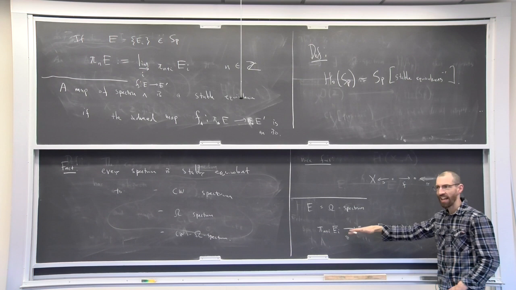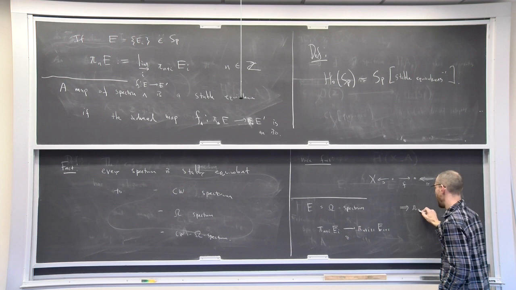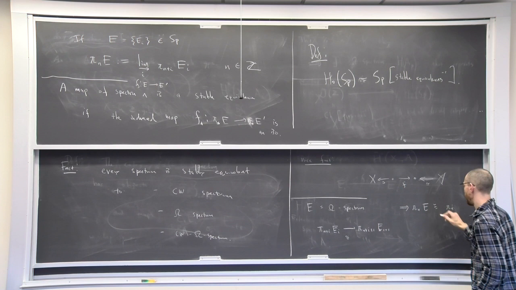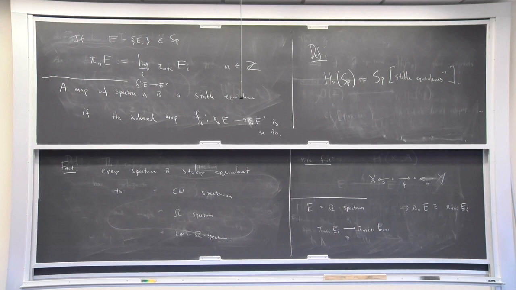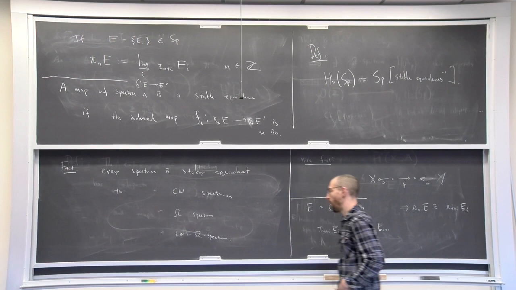So this implies that π_n of E is isomorphic to π_{n+i} of E_i for every i for which this symbol makes sense. That's a nice thing about omega spectra: you don't need all the spaces of the spectrum to figure out what the homotopy groups of the spectrum are.